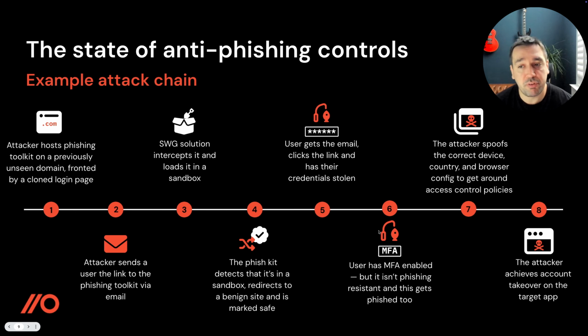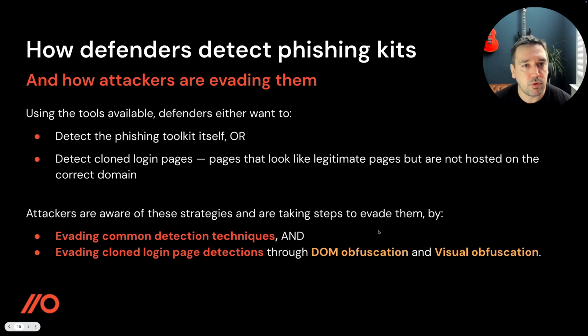Maybe the attacker's also gone to another layer where they're spoofing the correct device, making sure they're redirecting via the correct country and browser config to get around any conditional access policies or other controls that might be in place. And at the end of the day, the attacker achieves account takeover on the target app, even though some of these common anti-phishing controls are in place. So that's what it looks like at a high level.